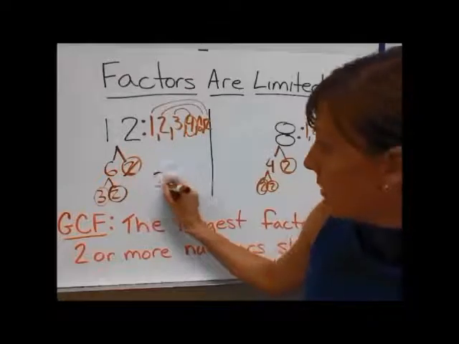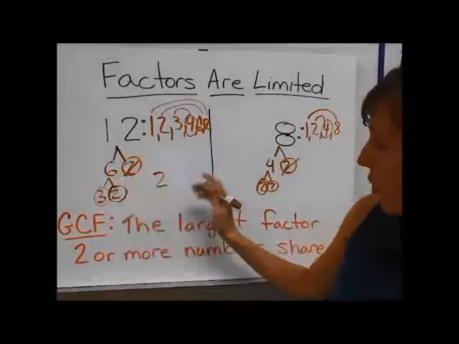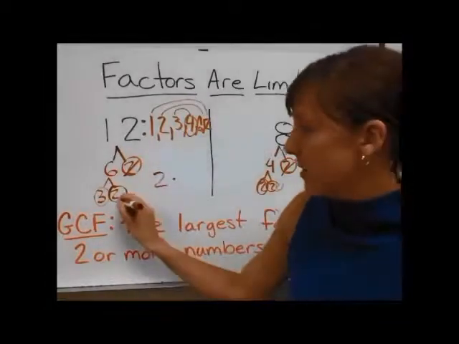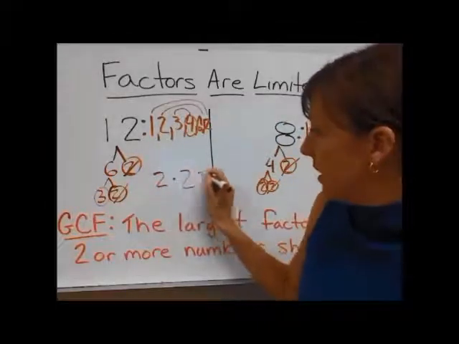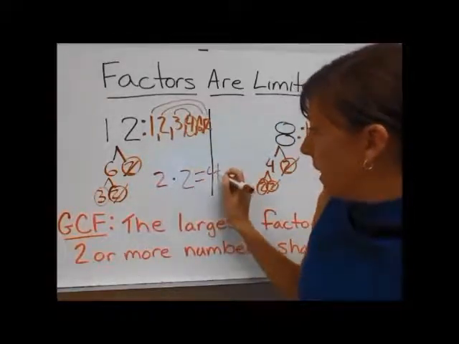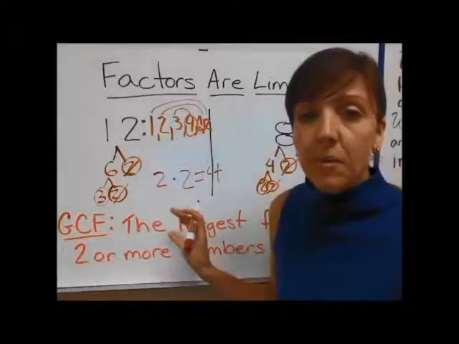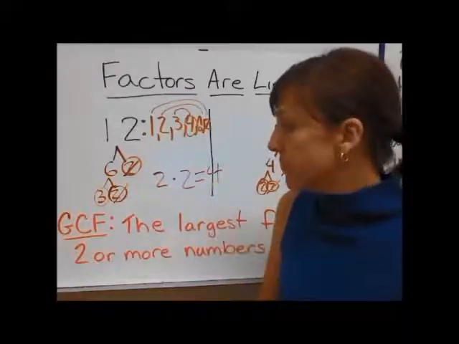So I'm going to write down a 2 and cross off a 2 each time I write it down. So there's 1 I crossed off of both trees. And here's another one that I'm crossing off of both trees. And that will give me what they both have in common, if I know what prime numbers they have in common. So it's 2 times 2 equals 4.